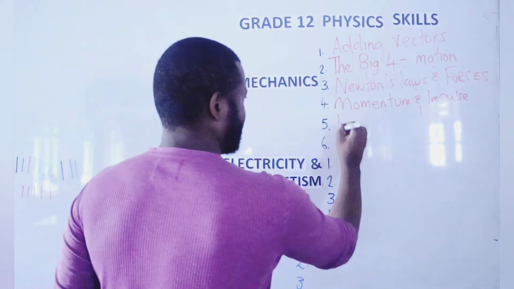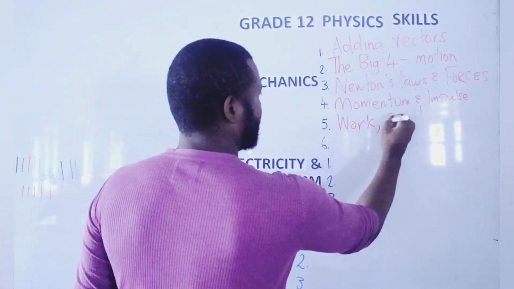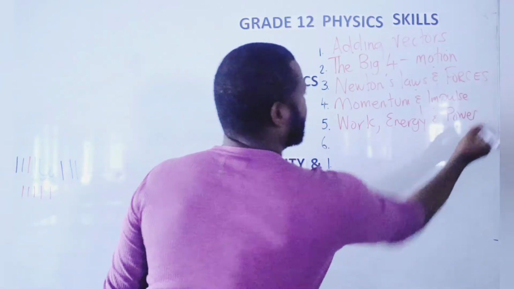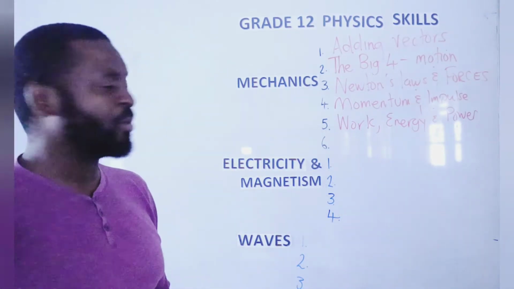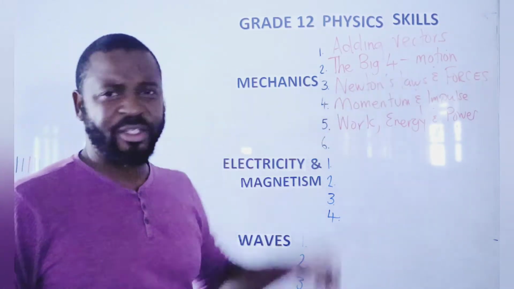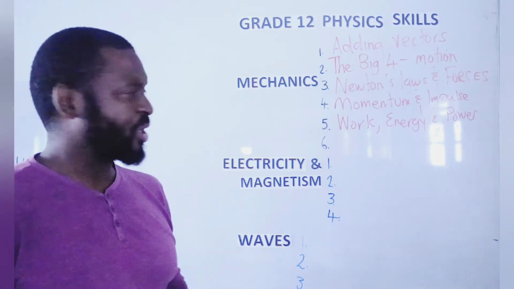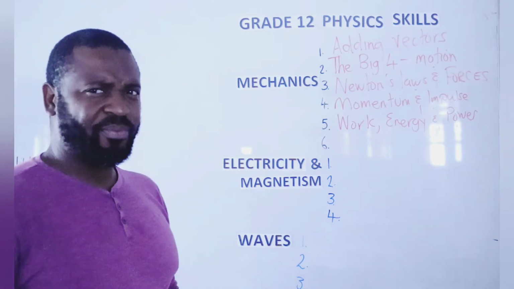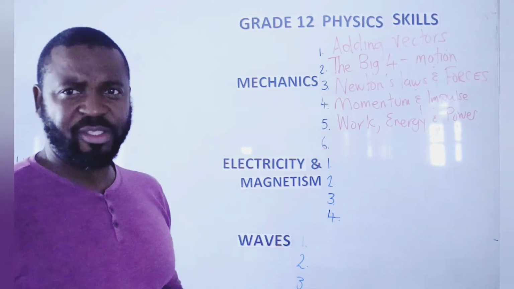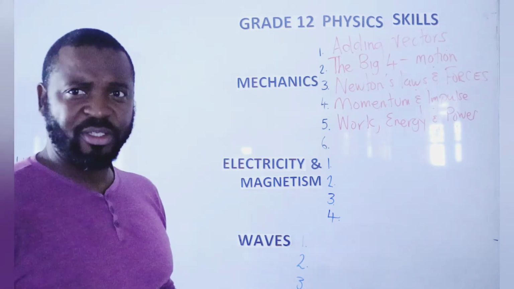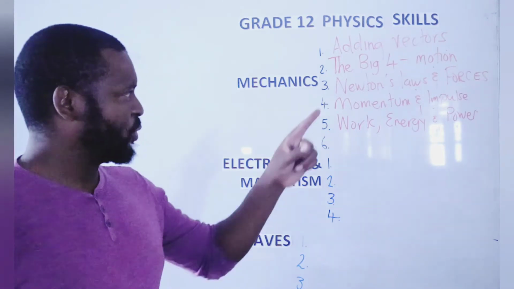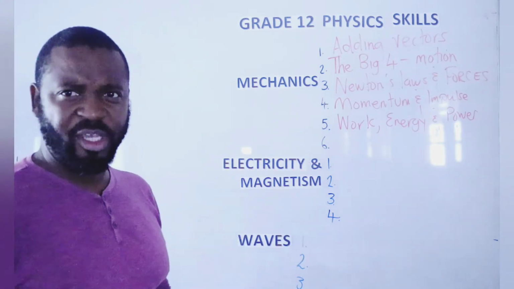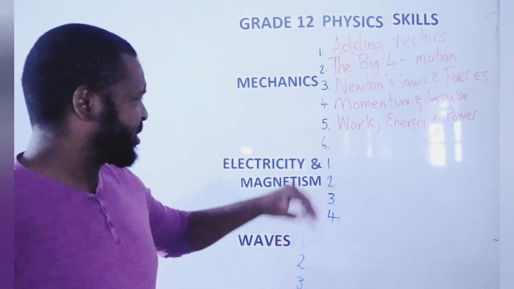Then the other section is to do with work, energy, and power. It's very interesting how at grade 12 level some learners confuse a force and work done. Whenever they're doing a calculation, they always say the force and work are the same. They're not the same. They're linked, but definitely not the same. Force is a vector, the push or pull, measured in newtons. Work is a scalar, measured in joules. We'll get to that later on.